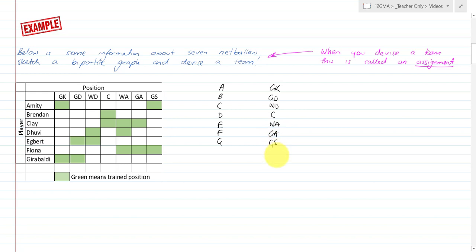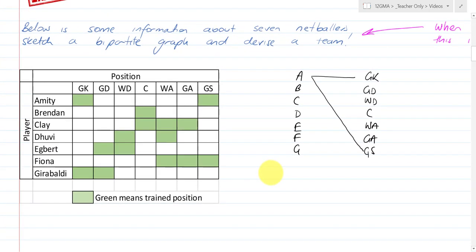So now Amity can do either goalkeeper or goal shooter. Now things do get a little bit messy here, particularly because I've made it quite small. So let's zoom in a little bit. And that is my understanding, because she's maybe tall, although she has that skill set that would suit her. Brendan's a bit of a hog, and he's just going center, but obviously that's the person who tends to run around the most. Clay, he could do center as well, but he could also do wing attack or goal attack. So he's done some training in the attack areas, so I'll put it under there.